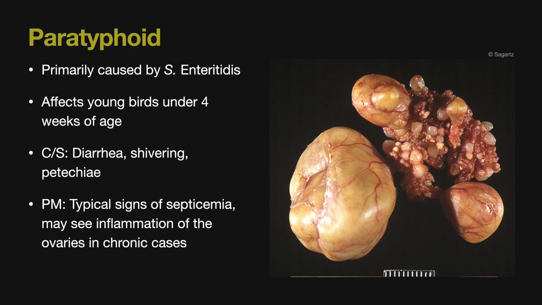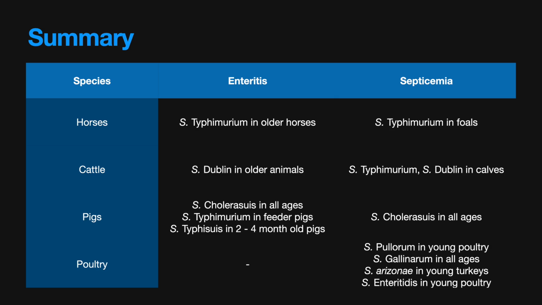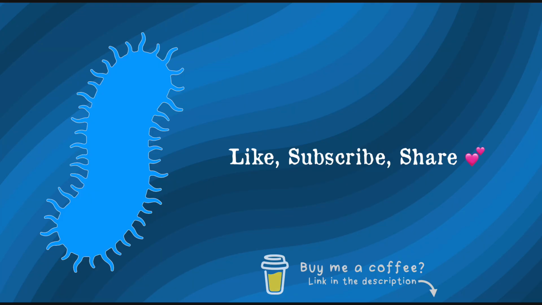Paratyphoid is primarily caused by Salmonella enteritidis, and it affects young birds under 4 weeks of age. Clinical signs include diarrhea, shivering, and petechiae. At postmortem, you can see typical signs of septicemia, and in chronic cases, you may see inflammation specifically affecting the ovaries. Here is a brief summary table on the different types of salmonellosis in our veterinary species and which Salmonella serovars cause each disease.